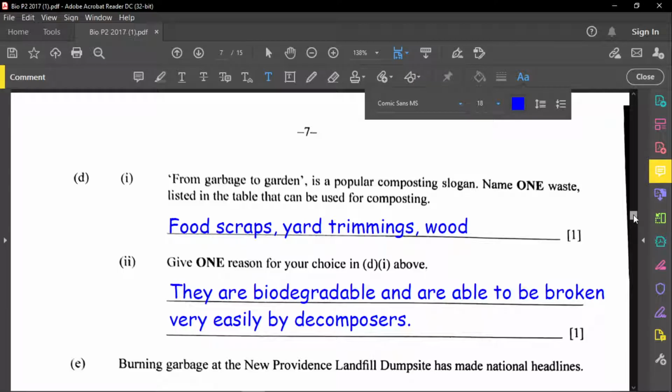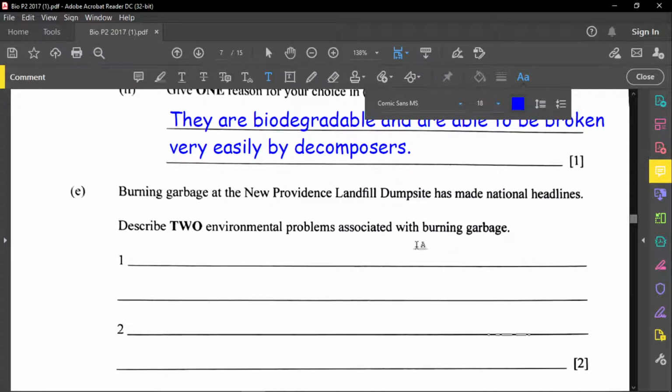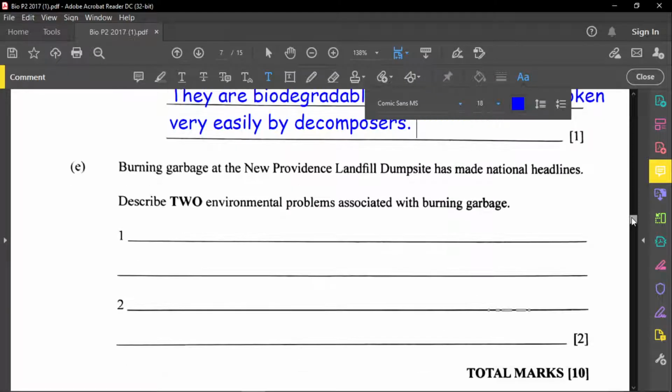Let's go to another part of the question. This part reads that burning garbage at the New Providence landfill dump site has made national headlines. It said describe 2 environmental problems associated with burning garbage. In fact, there are a number of problems that we might have, but they only asked for 2, but I'm going to give you at least one more. So let's start with the first choice, and it said describe. Notice this question said describe 2 environmental problems. So one could be air pollution. Let's put air pollution right here.